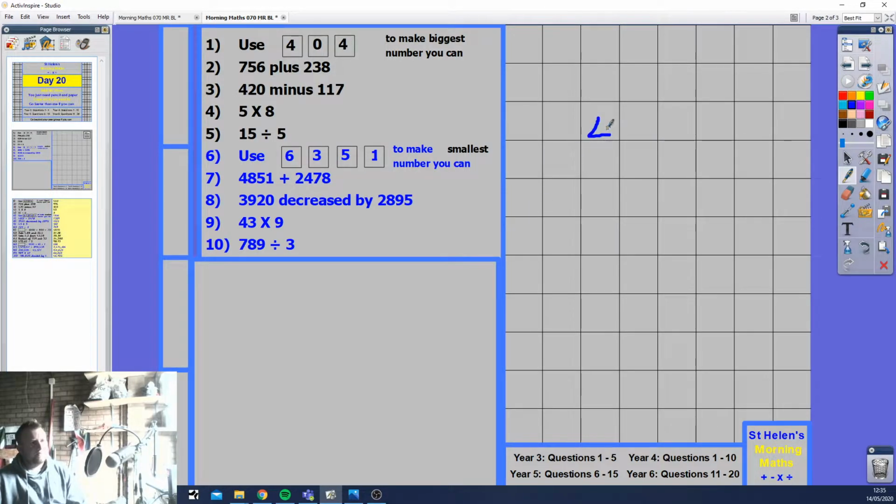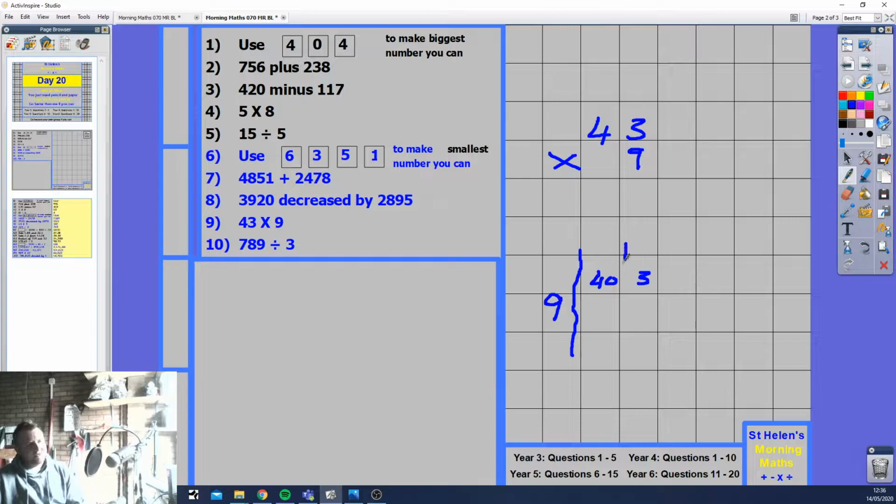43 times 9. So we're going to do it in two ways. You can do the column method over here. You can do the grid method, which is literally write 9, right, 40 in this column over here, and 3 in this column over here.